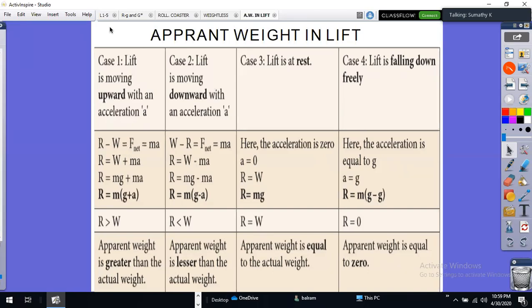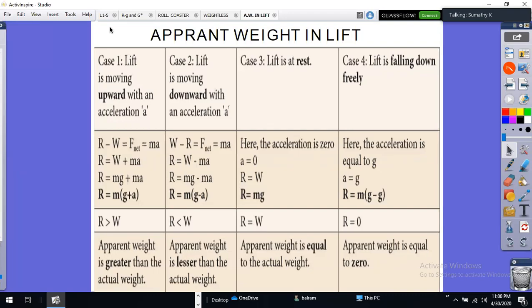What is greater than W? R, the resultant force, is greater than W. The apparent weight is greater than the actual weight when the lift is moving upwards. Moving upwards, we feel our weight fully.